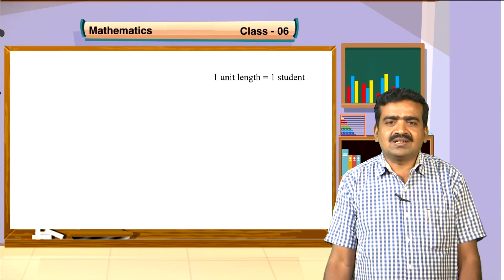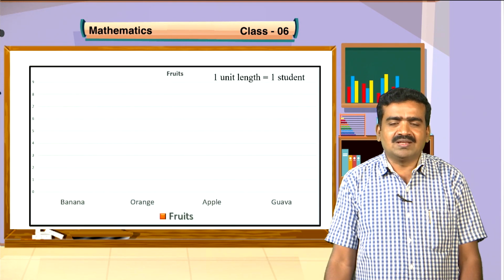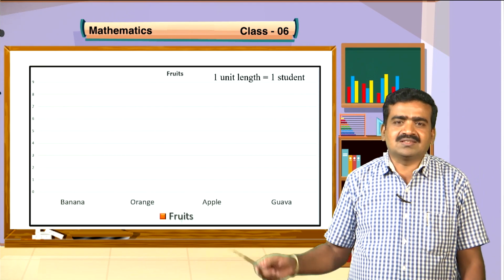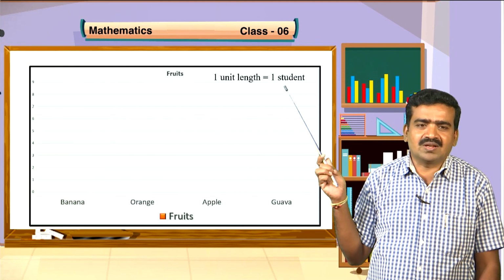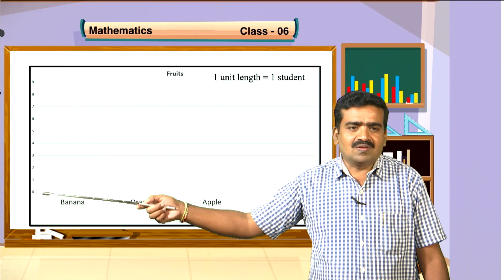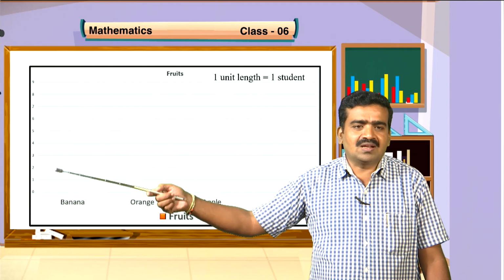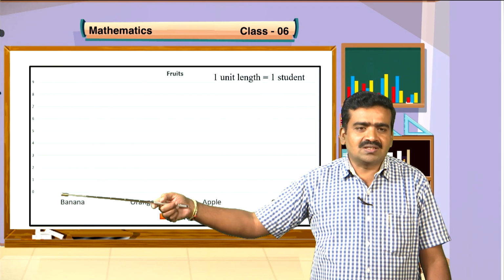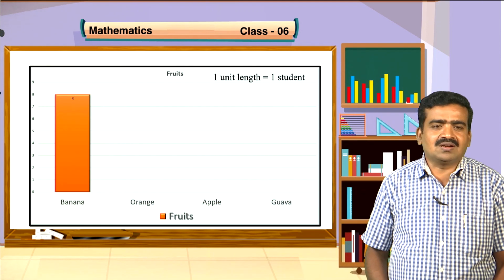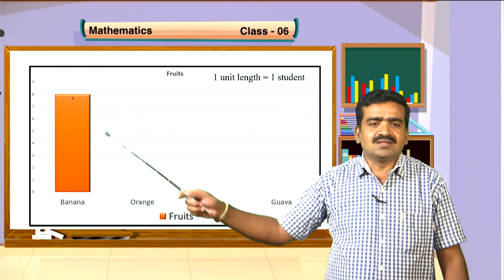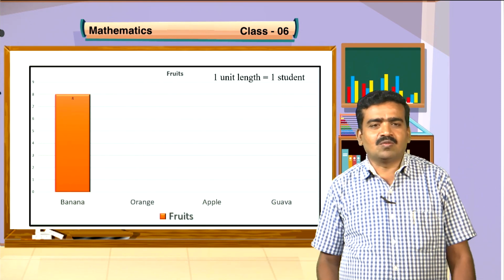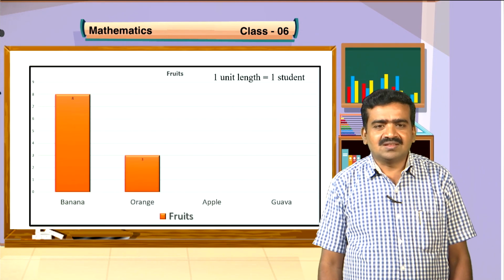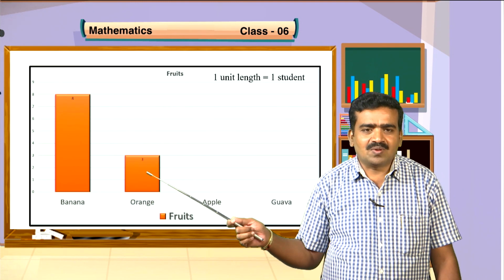So, how do we represent this data in a bar graph? We have to take the scale like this: 1 unit length is equal to 1 student. Here I have taken 0, 1, 2, 3, 4, with equal width. This length gives us 1 student. The number of students who preferred banana is 8, so the vertical bar obtained for 8 is like this. Orange was preferred by 3 students, so for 3 the bar is obtained like this.